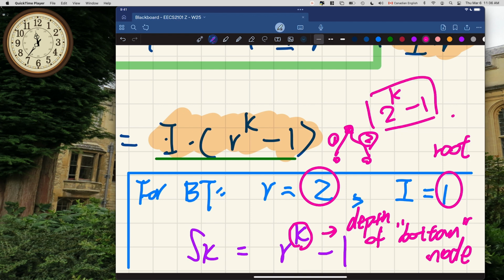Today is going to be a little bit more math heavy, just to show you the mathematical properties, but they're very practical, not just math heavy. 2 to the power of k minus 1. And the k here, as we'll see, will typically be the height of the tree. That's something we'll see today. Lots of stuff.